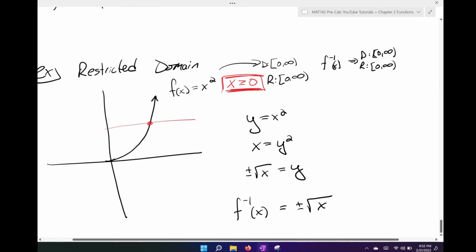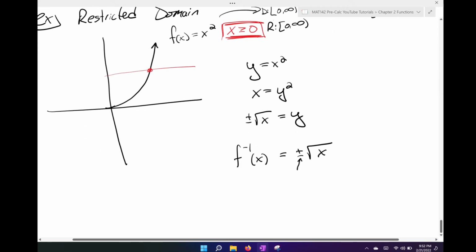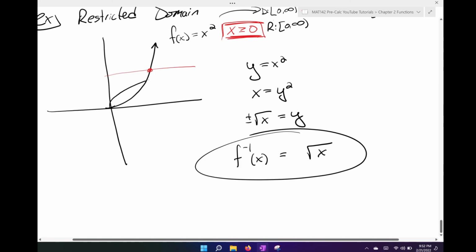Okay? So you're not going to use the negative part because you don't want anything below the x-axis. You want them all above. So the only one that we really have to be concerned with here is just the inverse of x equals the square root of x. And that looks like this. So if you were to draw y equals x going across the middle, you definitely have that reflection that we're looking for.